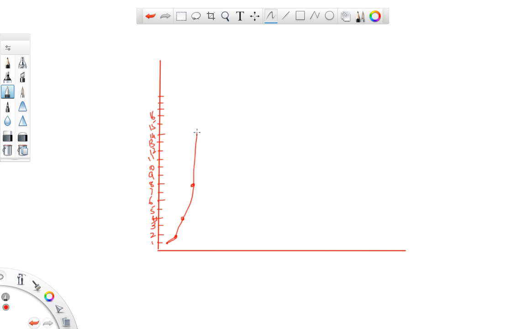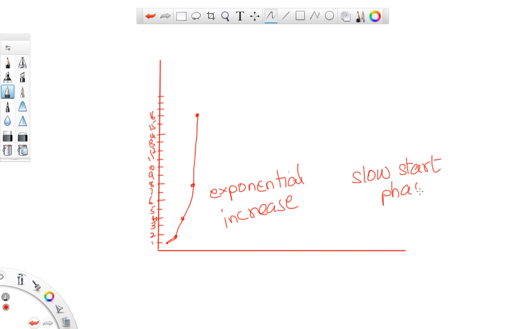And then 16. So as you can see, the speed is increasing exponentially. This is the exponential increase, and this phase is called the slow start phase. For how long does this carry on? This carries on until we reach a certain point called the slow start threshold.